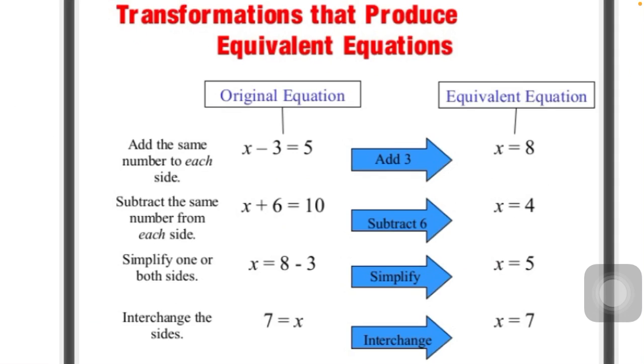कैसे हम निकाल सकते हैं? You can use the transposition method, you can use the balancing method.